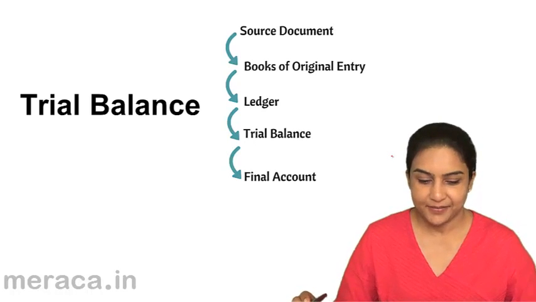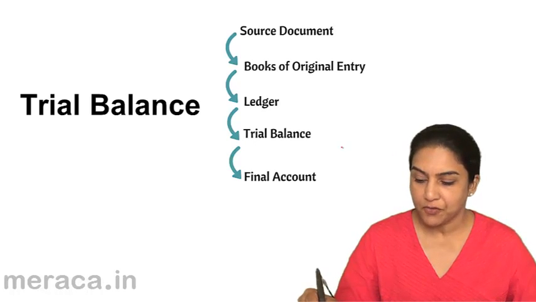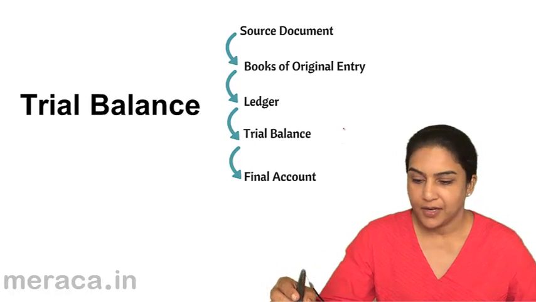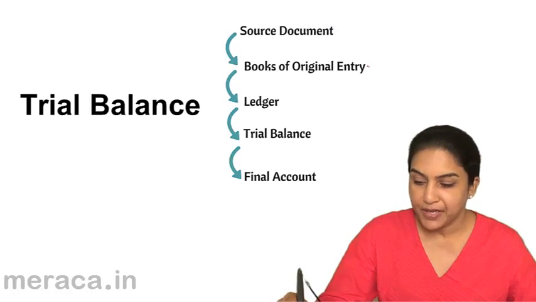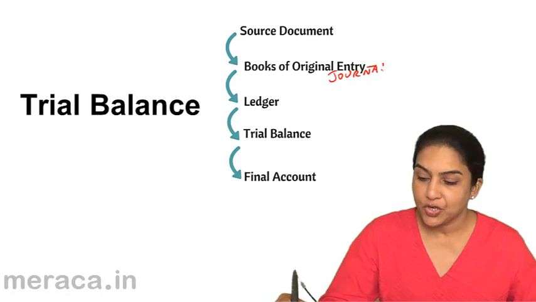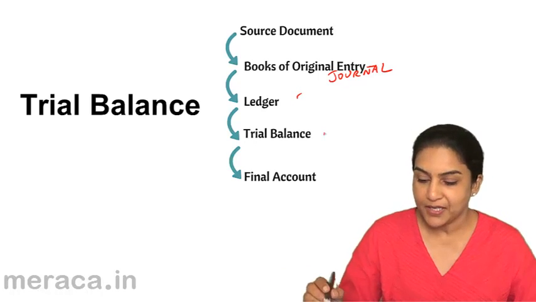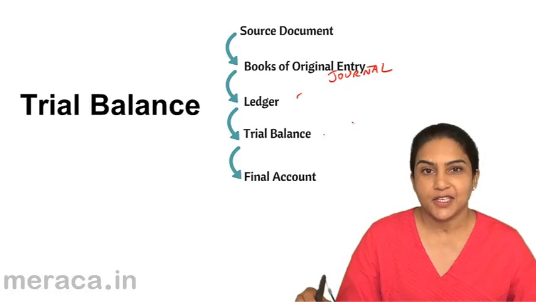Trial balance. Now we've come to the third phase of accounting. From the source document, we made the books of original entry. First entry is made in the journal. We went on to post it to the ledger, and now we come to the trial balance, which is your stage of summarization.